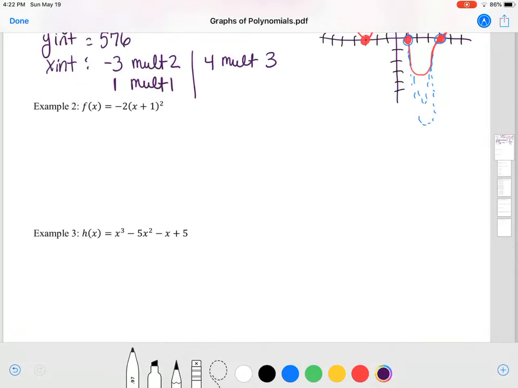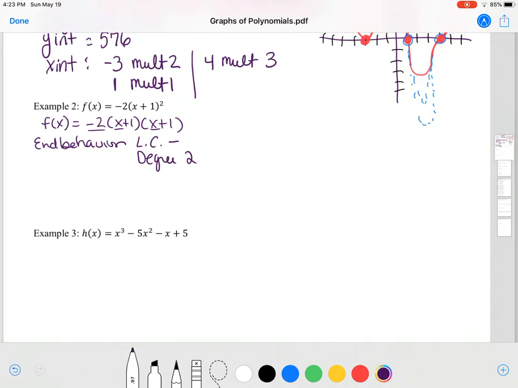Okay, in example 2, I'm going to write out my factors here. So I have negative 2 times x plus 1 times x plus 1. So to find my end behavior, I need to know what my degree and leading coefficient is. If I take negative 2 times x, that gives me a negative 2x squared for my leading term. So I would have a leading coefficient that's negative, and my degree would be 2 because I would have an x squared.